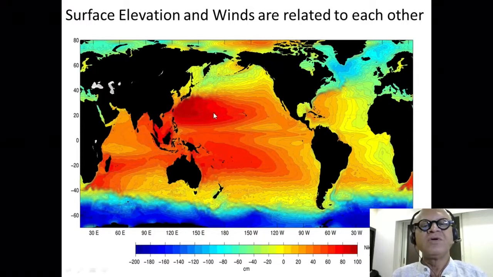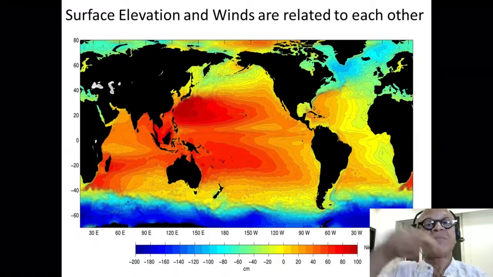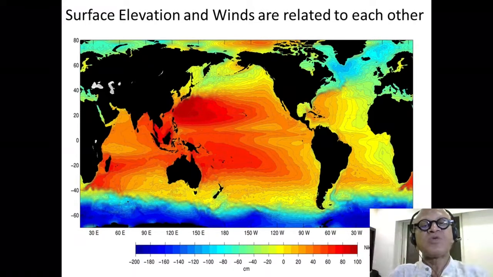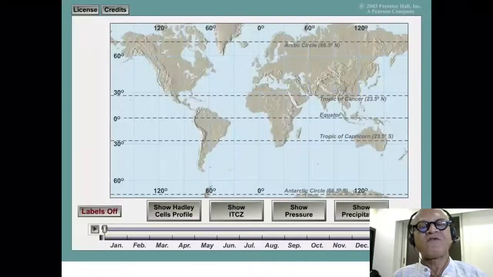So this is what relates the winds to the surface height. Winds are by friction producing circulation, which is converging the water and creating sea surface height, and then flow can go down the sea surface height as a gravity flow, which is our geostrophic flow. So I'll run through this again.